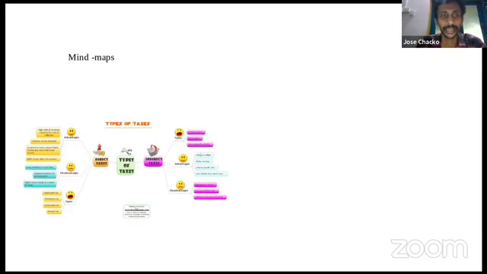And another method that we can use in economics to make teaching, or learning, really fun is mind maps. Mind maps or flow charts you can prepare, and you can ask students to prepare some flow charts or mind maps, so that during exams as well, they will find it really helpful.